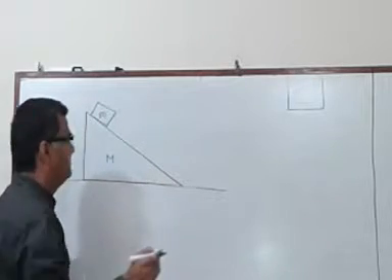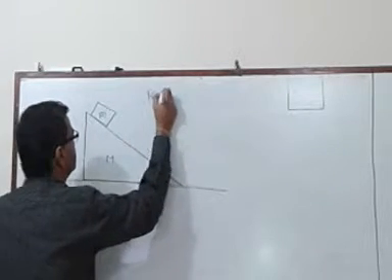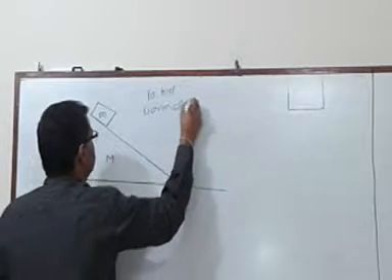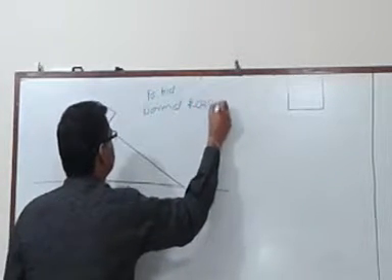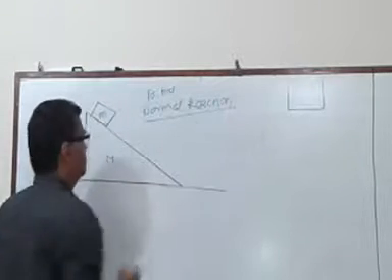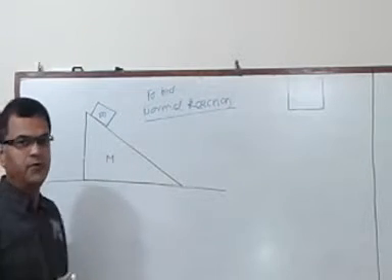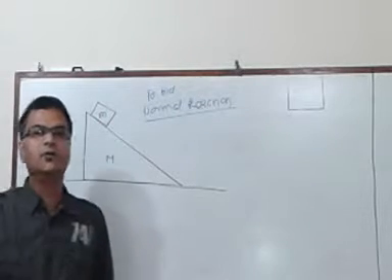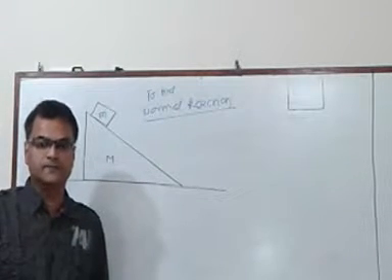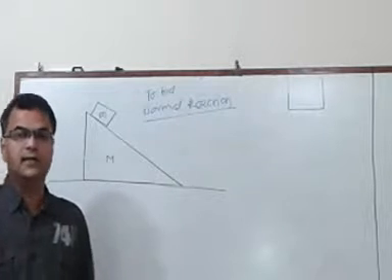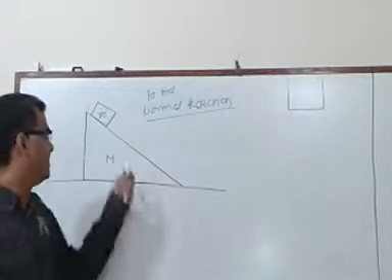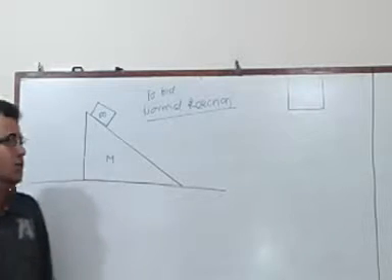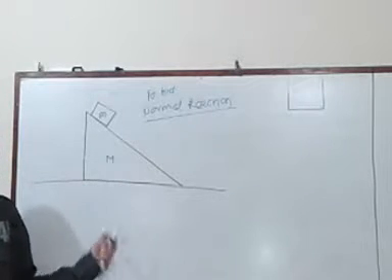That is our problem, to find the normal reaction. We have discussed this problem before, but let us today go for a different approach without using the concept of a pseudo force. So let us draw the free body diagram of the wedge as well as the block. The problem is to find the normal reaction.